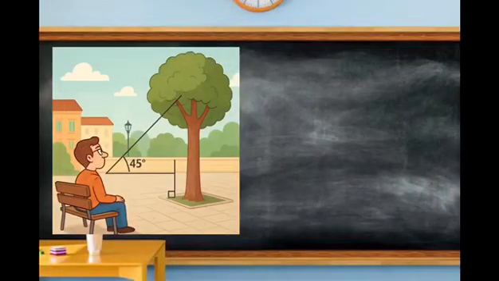Let's say that you're sitting in the park and you see a squirrel on the top of the tree. You are 10 meters away from the tree and you look up at a 45-degree angle. How tall is the tree?